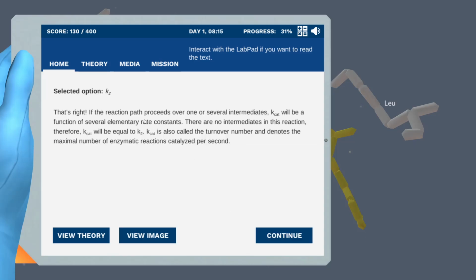That's right. If the reaction path proceeds over one or several intermediates, kcat will be a function of several elementary rate constants. There are no intermediates in this reaction, therefore, kcat will be equal to K2. Kcat is also called the turnover number and denotes the maximal number of enzymatic reactions catalyzed per second.